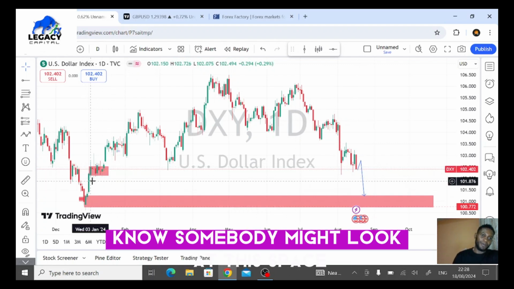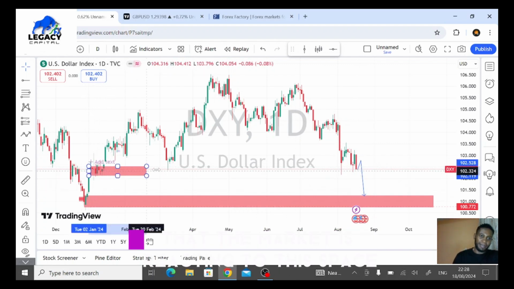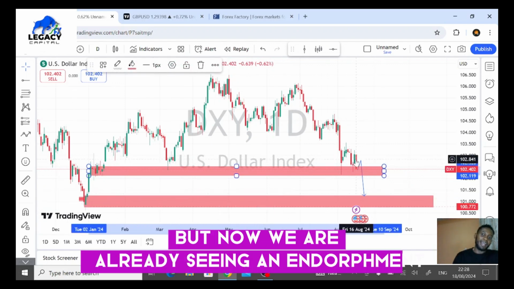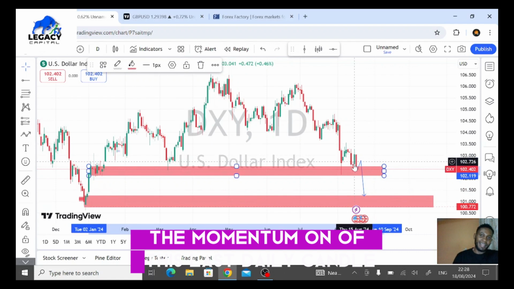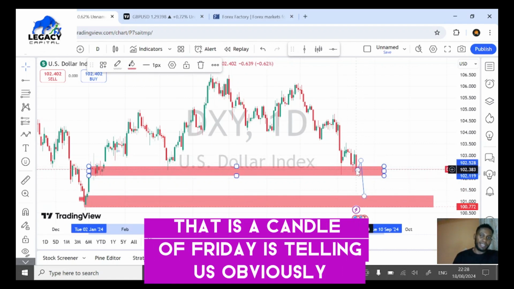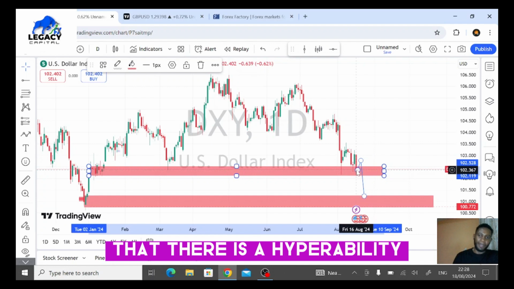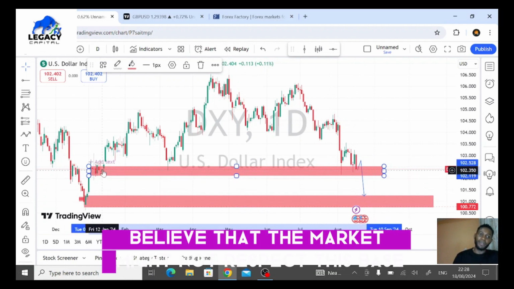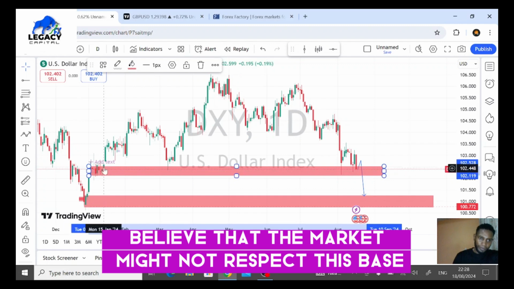Though somebody might look at this base, that the market is reacting to this base at this level, but now we are already seeing an engulfment. The momentum of this last daily candle, that is the candle of Friday, is telling us obviously that there is a high probability that the market will break these zones. So there is a possibility that the market might not respect this base.